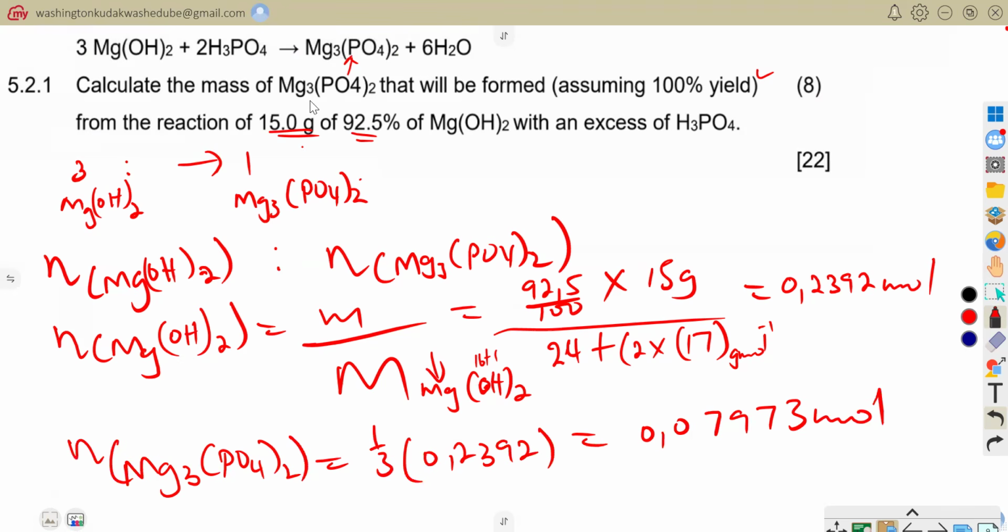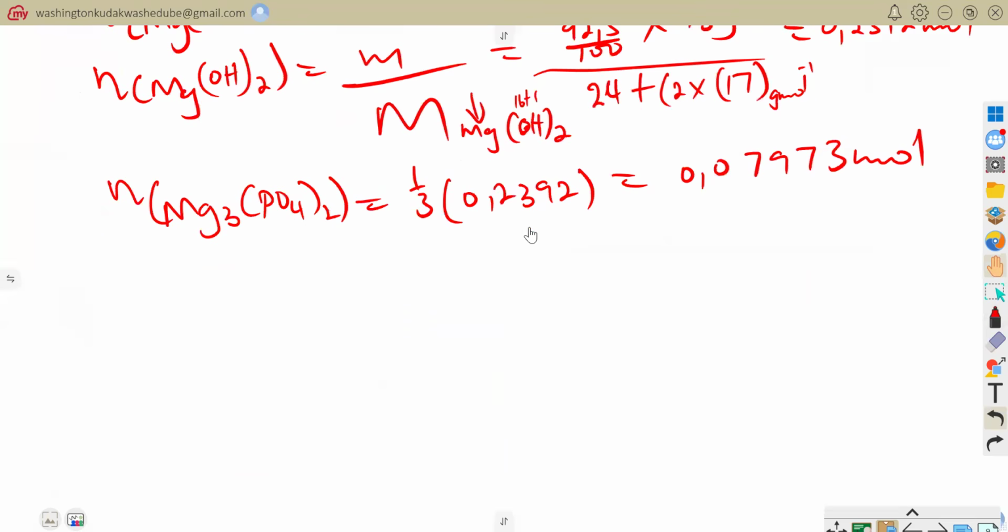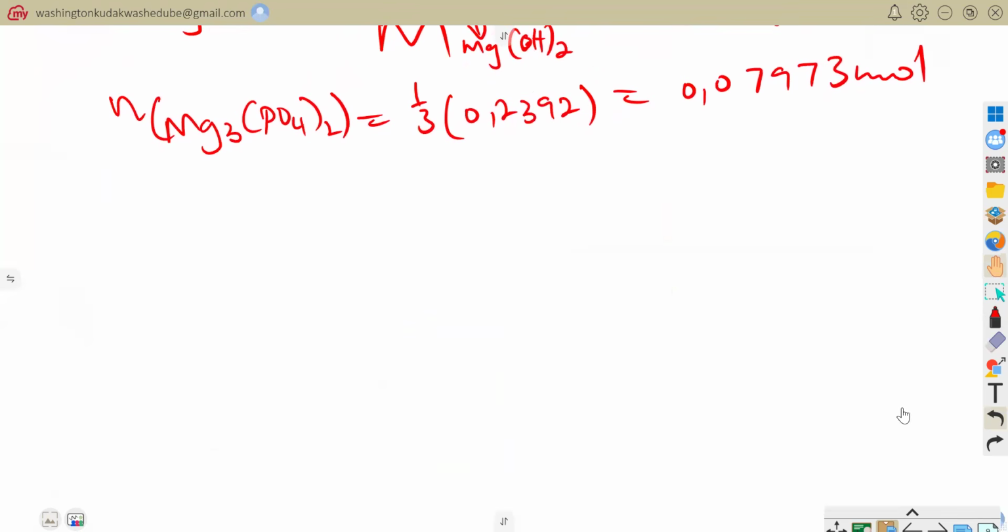But here they said calculate the mass. So you would see that theoretical mass and actual mass are going to be the same because they said 100% yield. However, let me take it stage by stage and then you see what I'm trying to say there. So let's first calculate the theoretical mass. Theoretical is what we get from calculations. So theoretical mass is what we get from the relationship of this number of moles from the reaction.